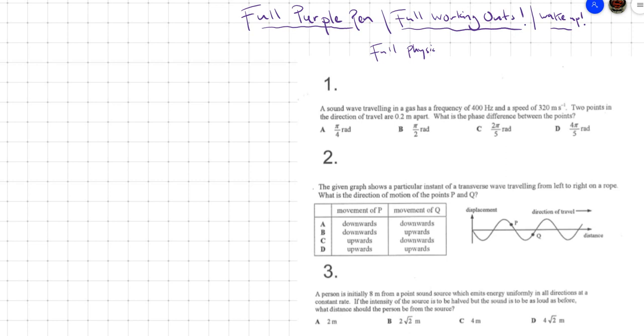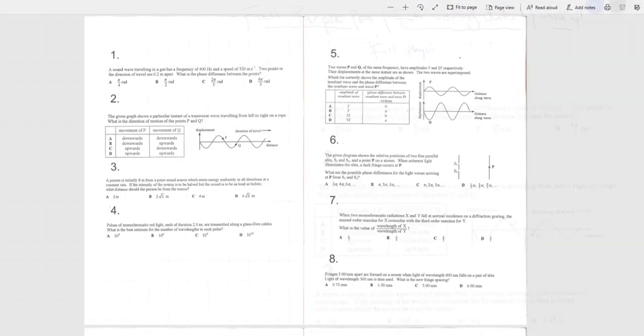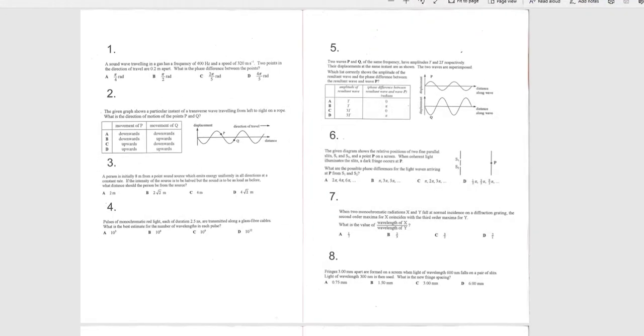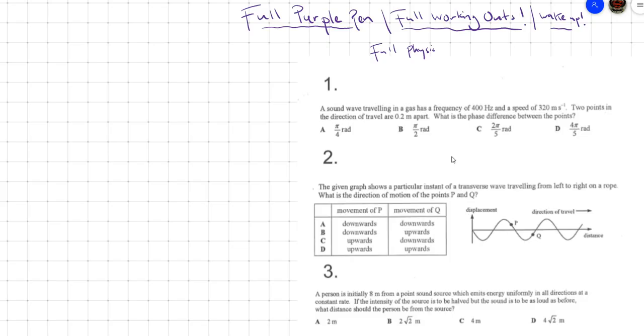The first question we have is about waves. So this is the question. I'm just taking a snapshot of those questions as we go along. The first question is, we have a sound wave that is traveling. We know the frequency of the sound wave, we know f, we know the speed. Now the question says two points are this much apart. So what's the phase difference?